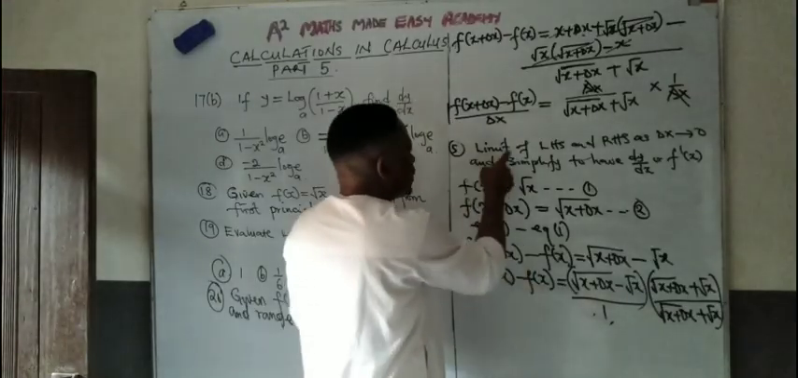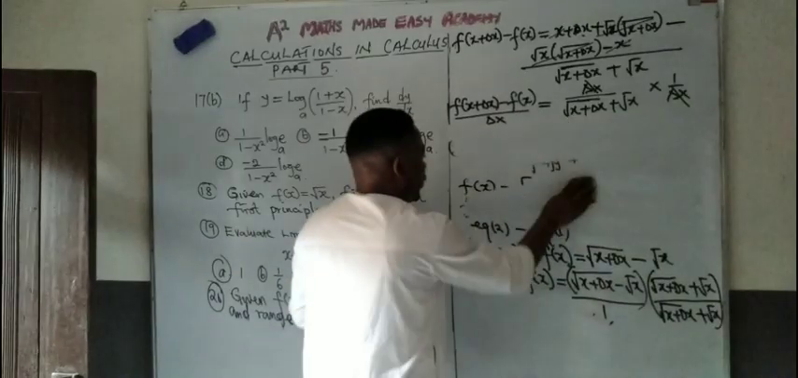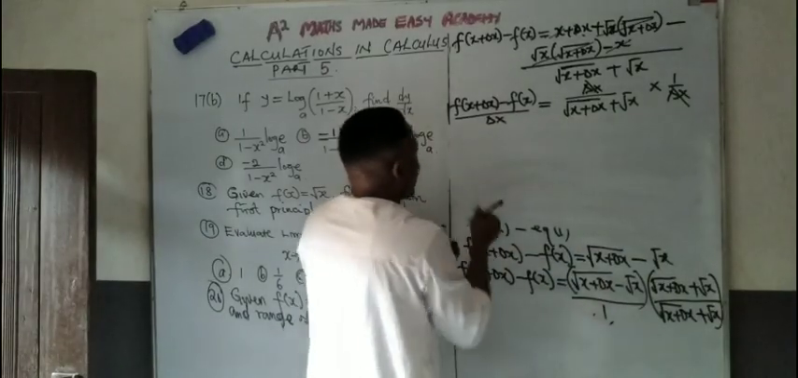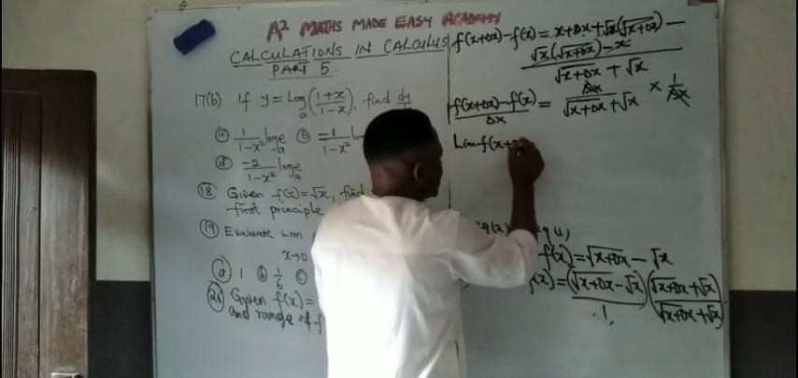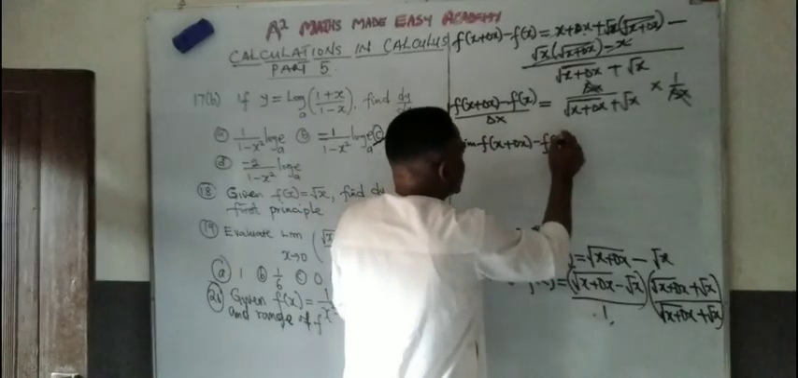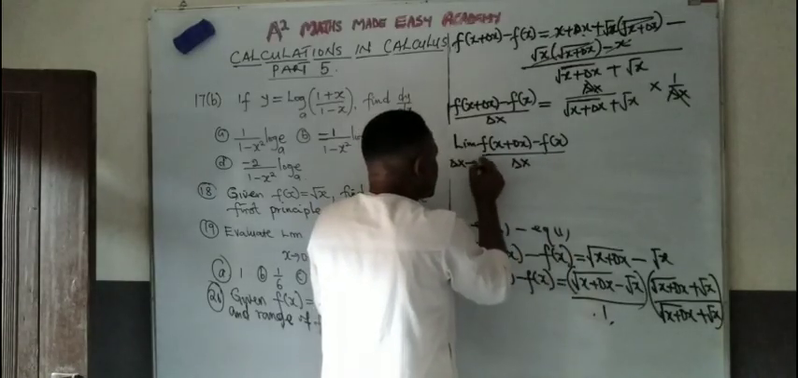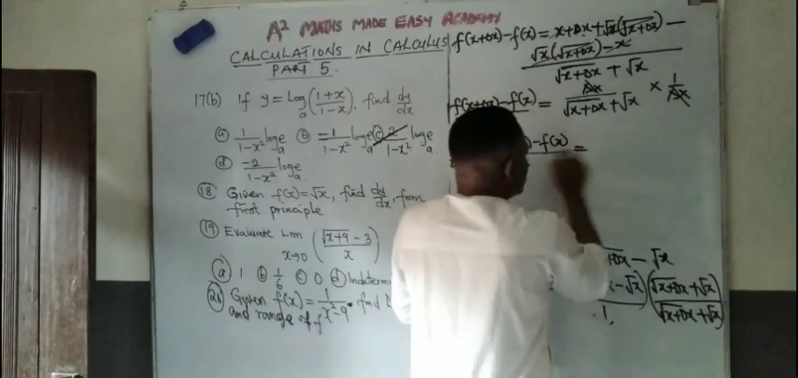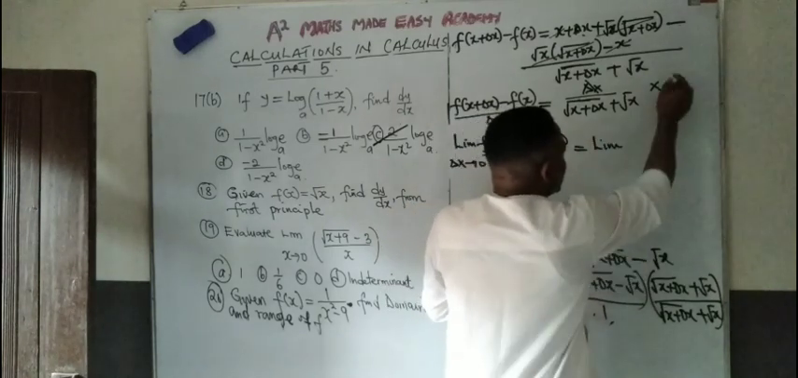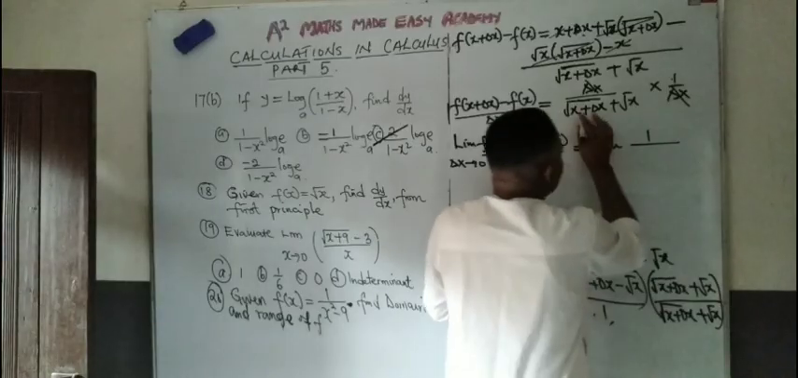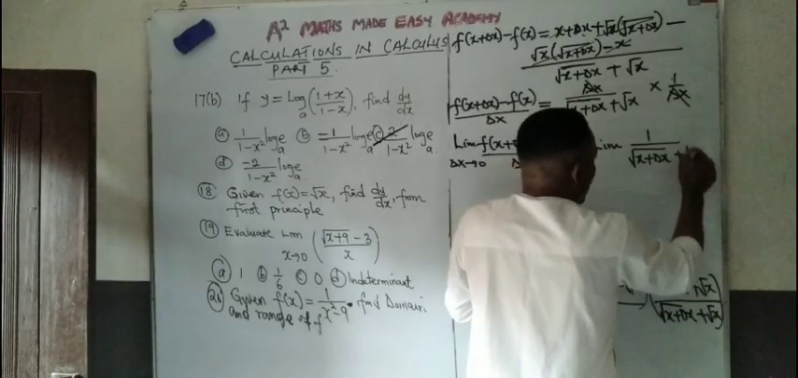Then what is the next thing? Take the limit of both left and right. I will now take the limit of f of x plus dx minus f of x, all over dx, as dx approaches 0. Then what you do to the left, do it to the right. I will now take the limit of the right. What is remaining? 1, right, all over the denominator, which is square root of x plus dx, plus square root of x.